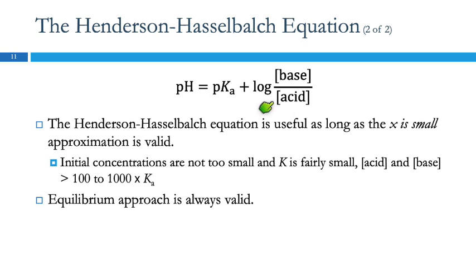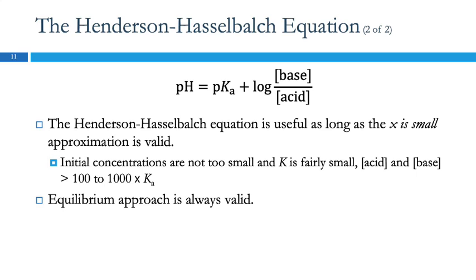So the Henderson-Hasselbalch equation works only if x is small, right? Because we had to get rid of the x's that were added and subtracted. And so when will this work? If our initial concentrations are not too small and K is fairly small. And we need the acid concentration and the base concentration to be greater than like 100 to 1,000 times larger than the Ka.